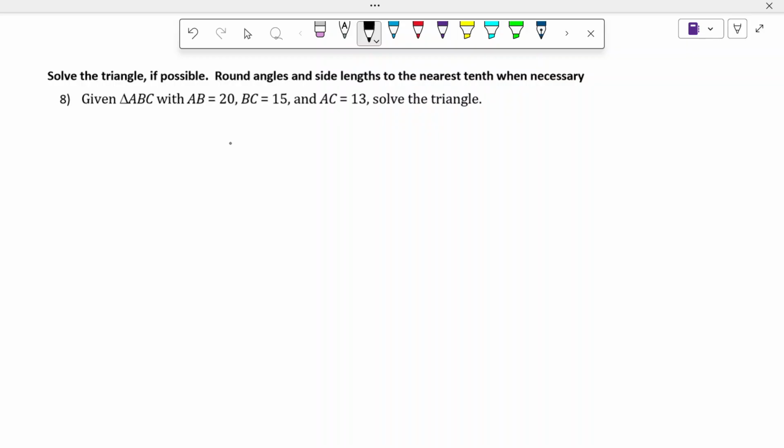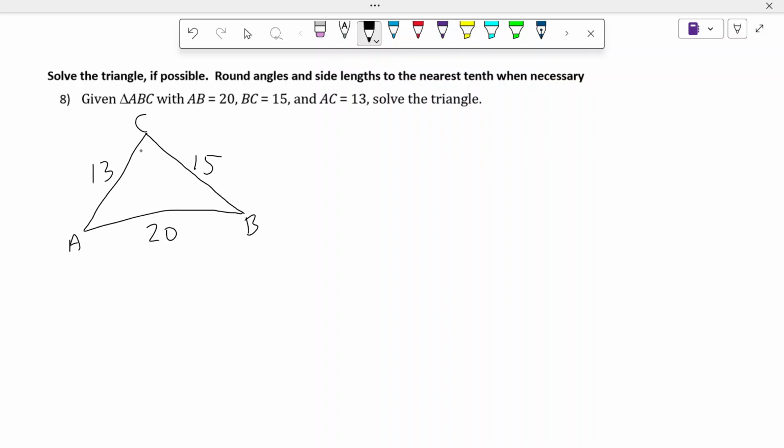So let me just kind of draw. I'm just going to draw a random triangle, this isn't drawn to scale. AB actually looks like the longest, so maybe I should draw it down here. So that's, I'll call that A, I'll call that B. And then B to C, which this must be C, B to C is 15. And then A to C, this one is 13. So we got to solve it.